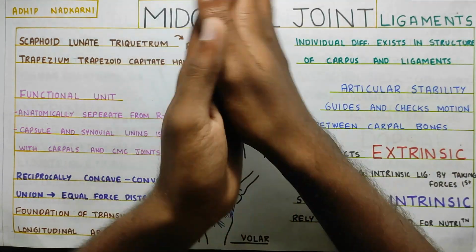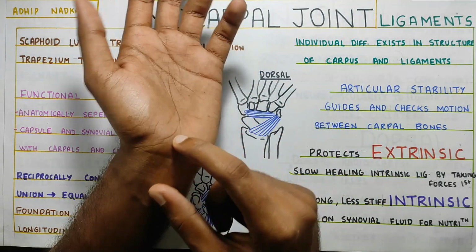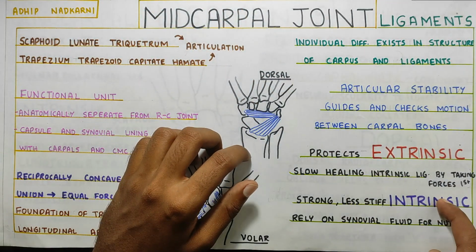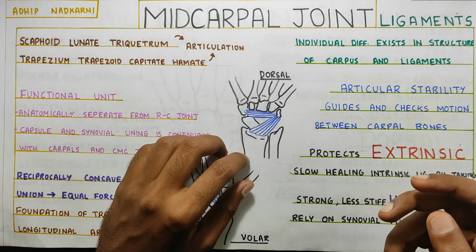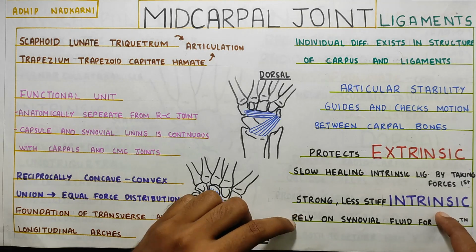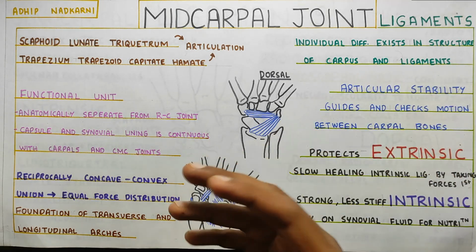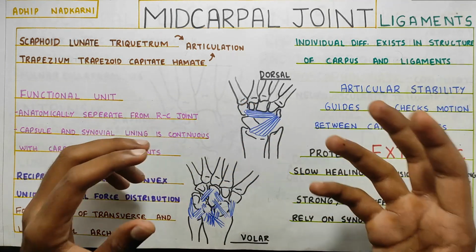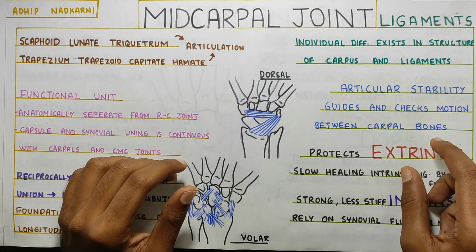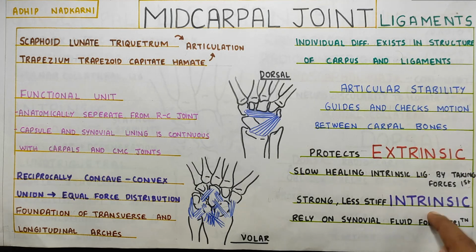So if you get some force like this, which is resisted by your ligaments, the first force will be taken by your extrinsic ligaments and they'll get injured before your intrinsic ligaments. Now the intrinsic ligaments are strong, but they are less stiff, and for their healing, they rely on the synovial fluid for their nutrition, right? So as we know in our body, if a tissue is getting its nutrition through synovial fluid, the healing capacity is not that good compared to a tissue which has a direct blood supply, correct? So the extrinsic ligaments have a better blood supply compared to the intrinsic ligaments. So that was the extrinsic versus intrinsic.